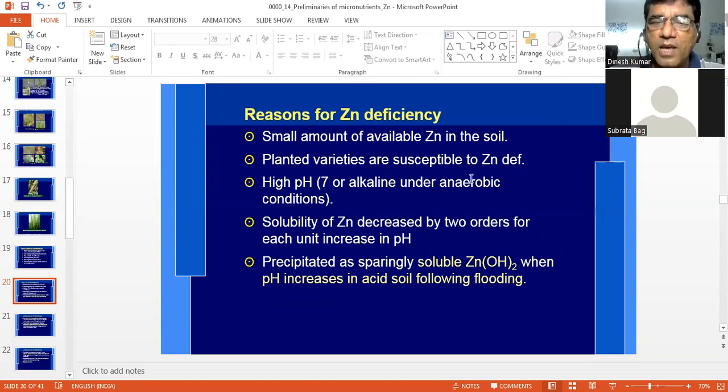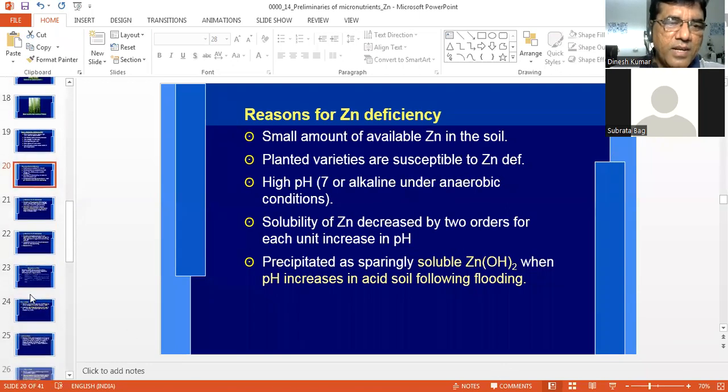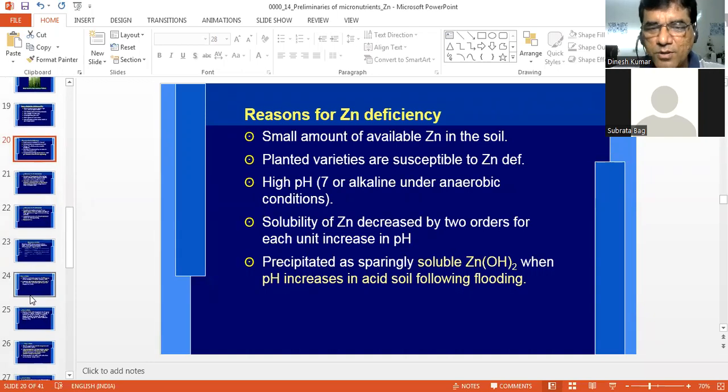High pH, 7 or more, alkaline under anaerobic conditions. That is also there. Solubility of zinc decreased by 2 orders for each unit increase in pH. Means if you increase the pH beyond say 6 or 6.5, then there will be sharp reduction in the availability of zinc. Precipitated as sparingly soluble zinc hydroxide when pH increases in acid soils following flooding. So flooding results in formation of zinc hydroxide.